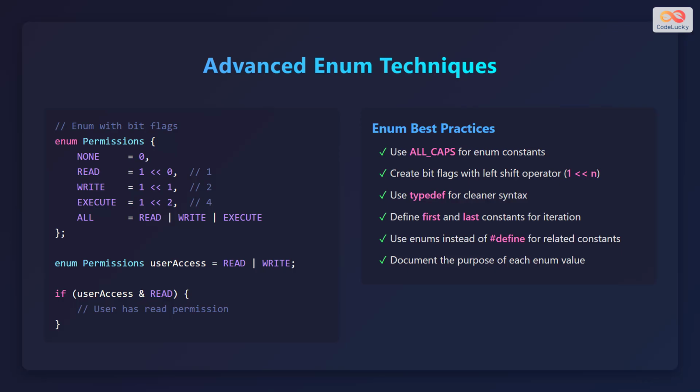If the user access has read permission, the program can perform read-related operations. Here are some best practices for working with enums. Use all caps for enum constants. Create bit flags with the left shift operator. Use typedef for cleaner syntax. Define first and last constants for iteration. Use enums instead of define for related constants. Document the purpose of each enum value.